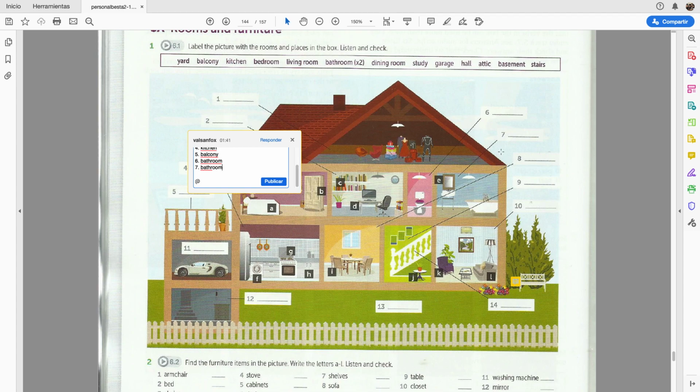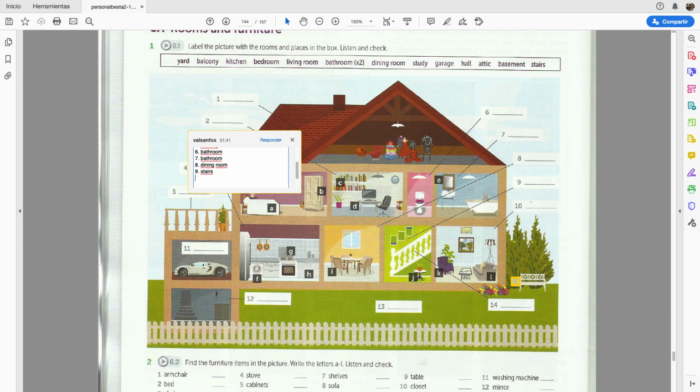Then in number 8, we have a dining room, a place in which you have breakfast, lunch, and dinner. That's the dining room, where you have your meals with your family. Number 9, we call them the stairs.